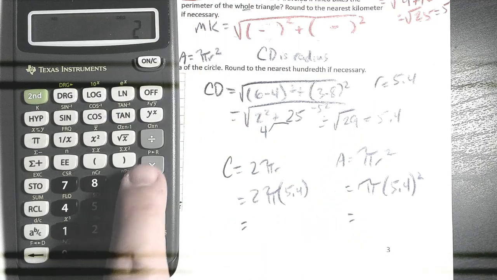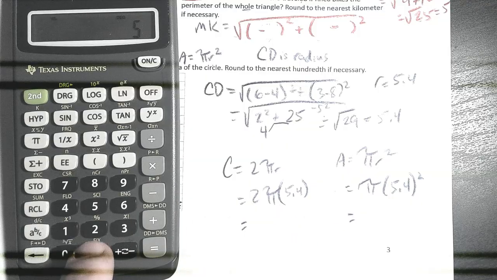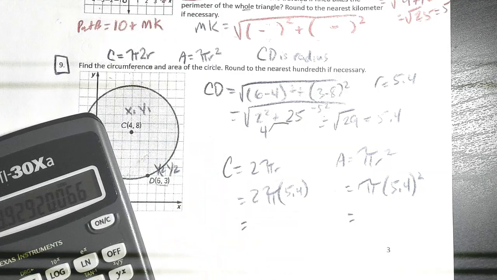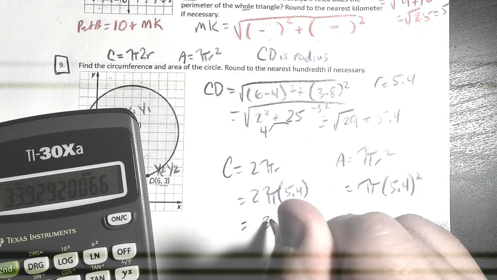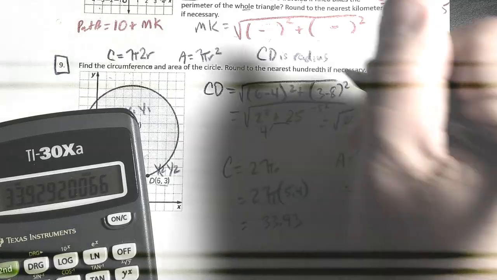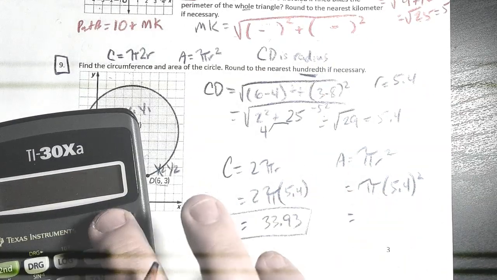So 2 times pi times 5.4 equals 33.92, nearest hundredth. So remember tenths, hundredths, so 33.93. See, it said hundredth. So the circumference, boom.